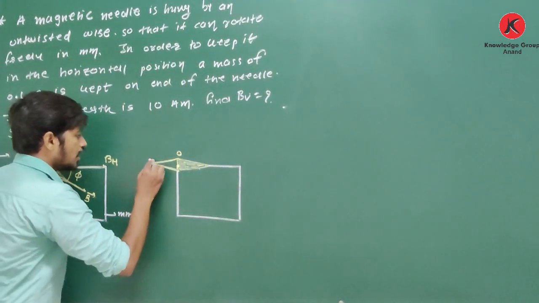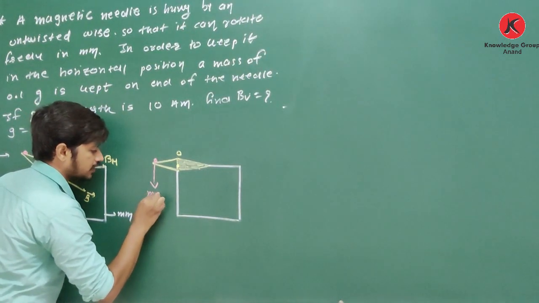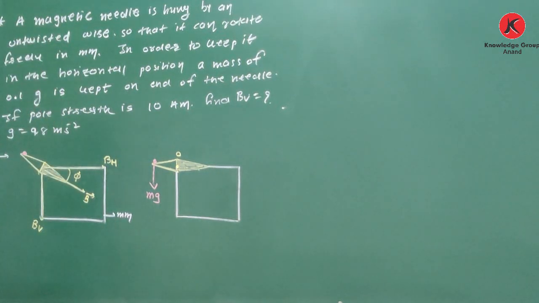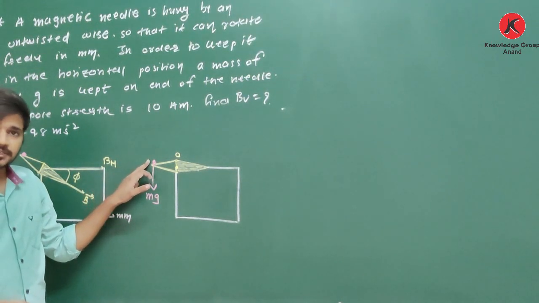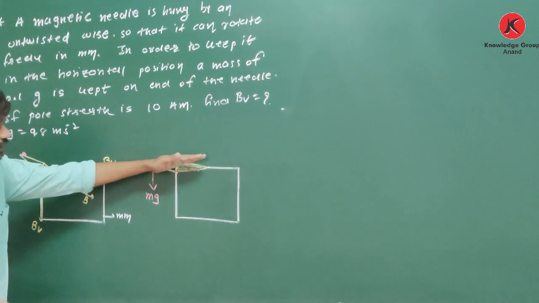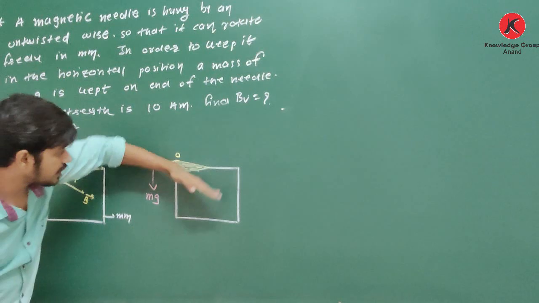First of all, due to the mass, mg is acting in the vertically downward direction. Then this magnetic needle is rotating in this direction. If I release this mass, then the magnetic needle will align in this direction again.